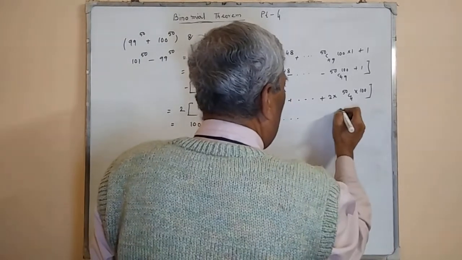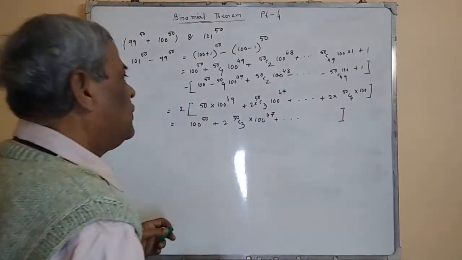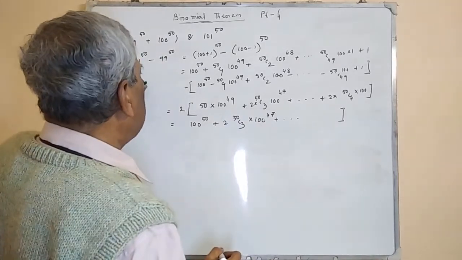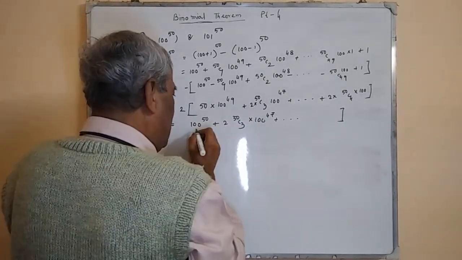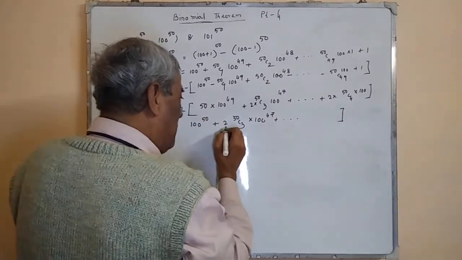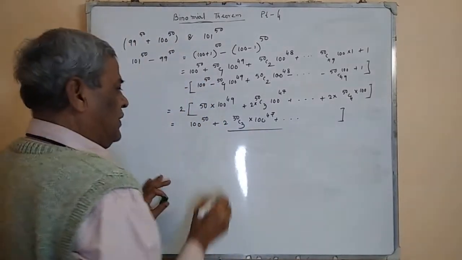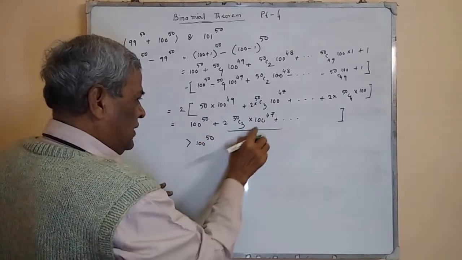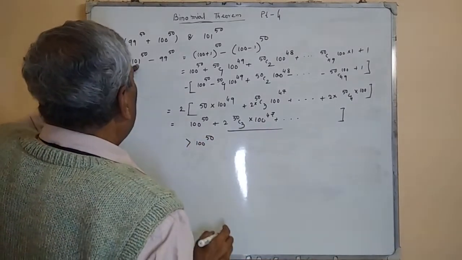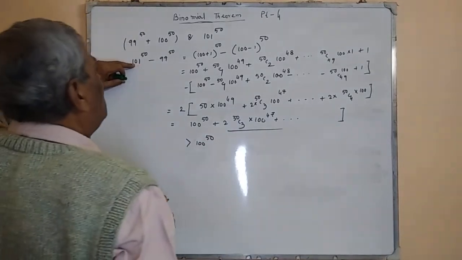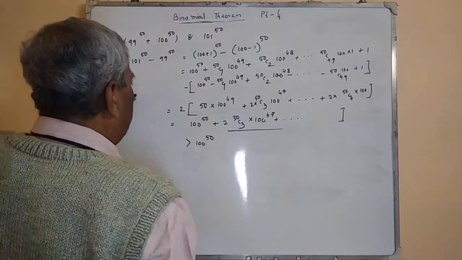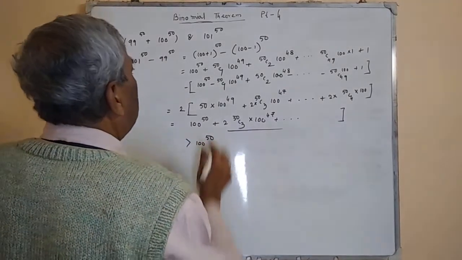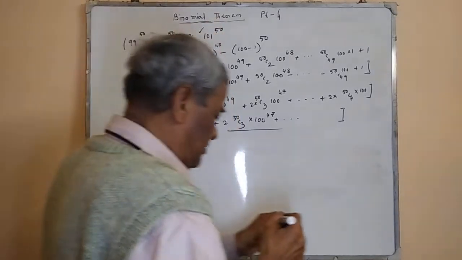Now you see all terms within the third bracket are positive. Therefore, this minus that, I can say, is 100 to the power 50 plus a positive quantity. So this is greater than 100 to the power 50 because this is positive. So 101 to the power 50 is greater than 100 to the power 50 plus 99 to the power 50. So this is greater.